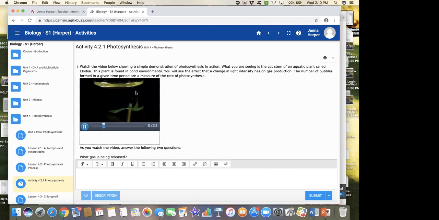And then when it gets light, what happens? See how that gas is going to increase? And it's still increasing because we have that light intensity.